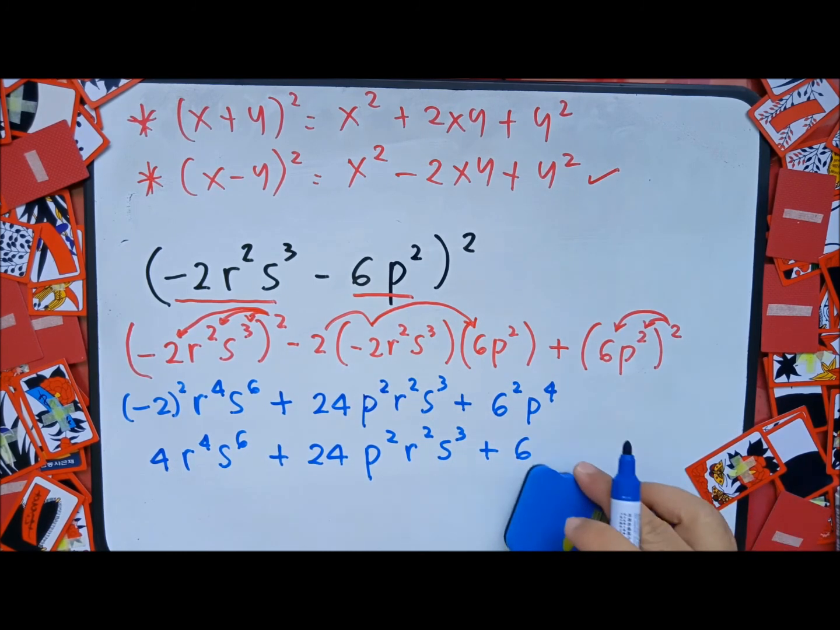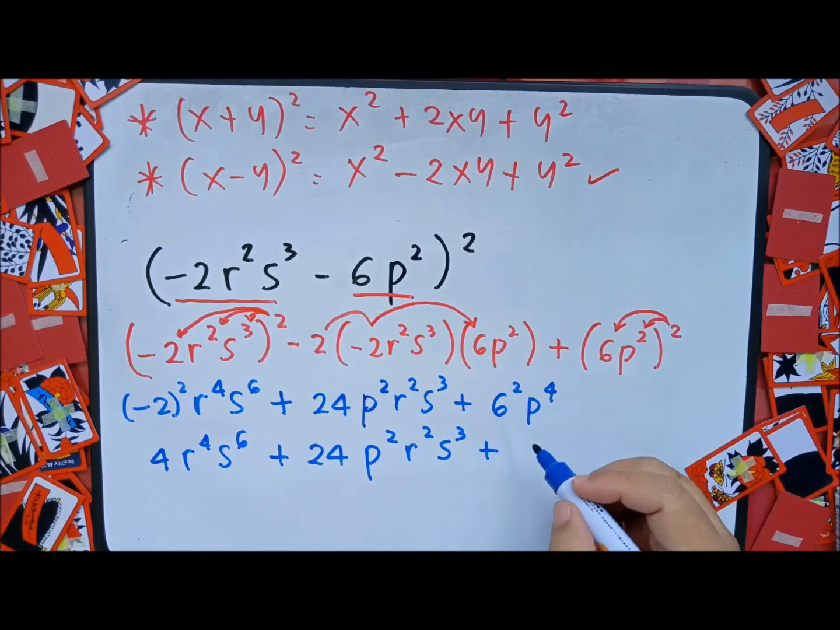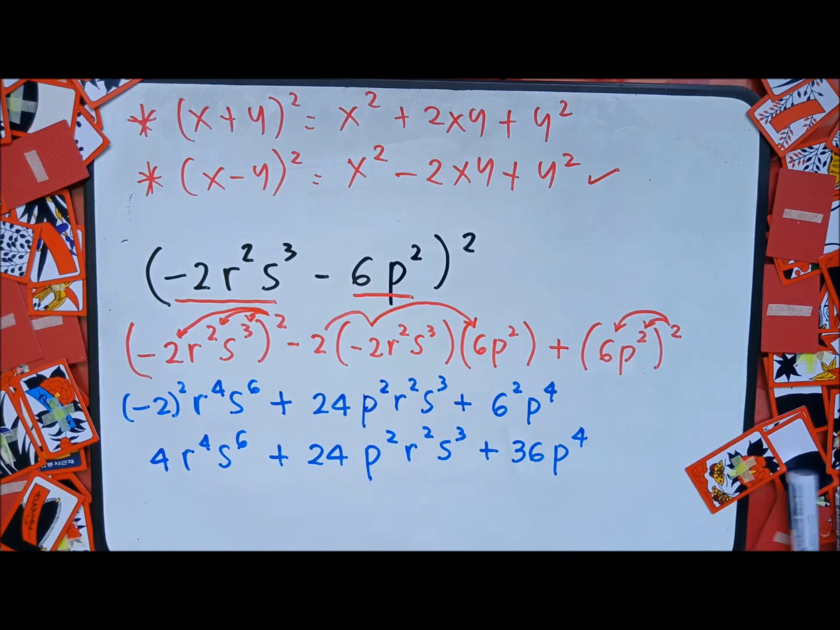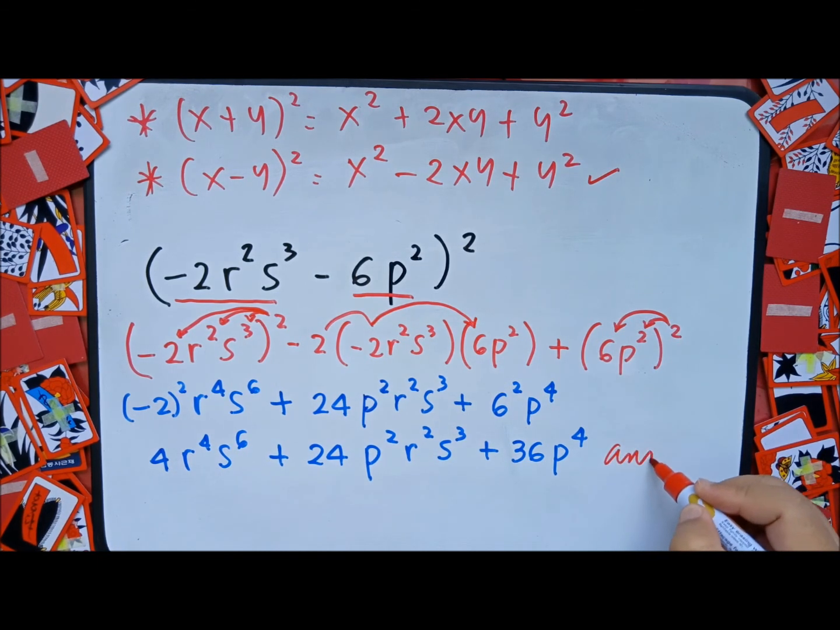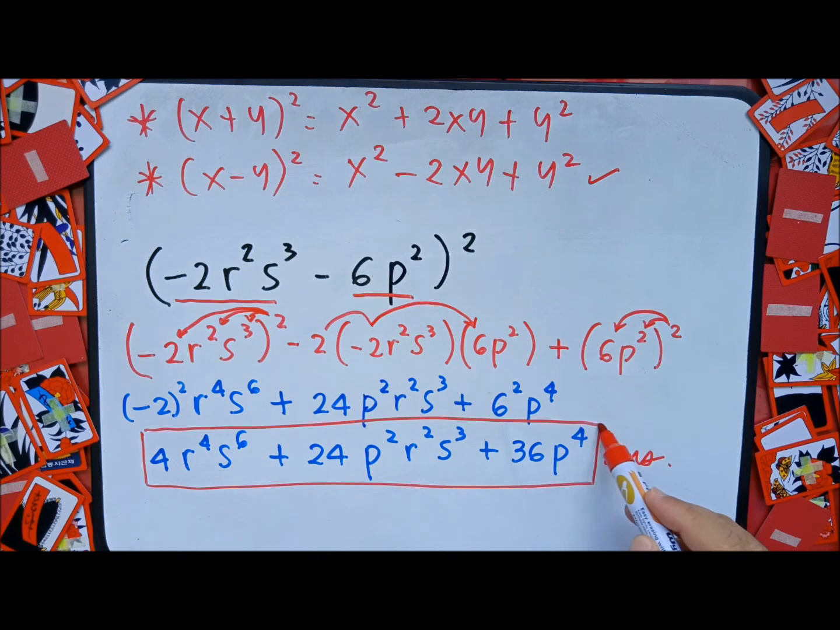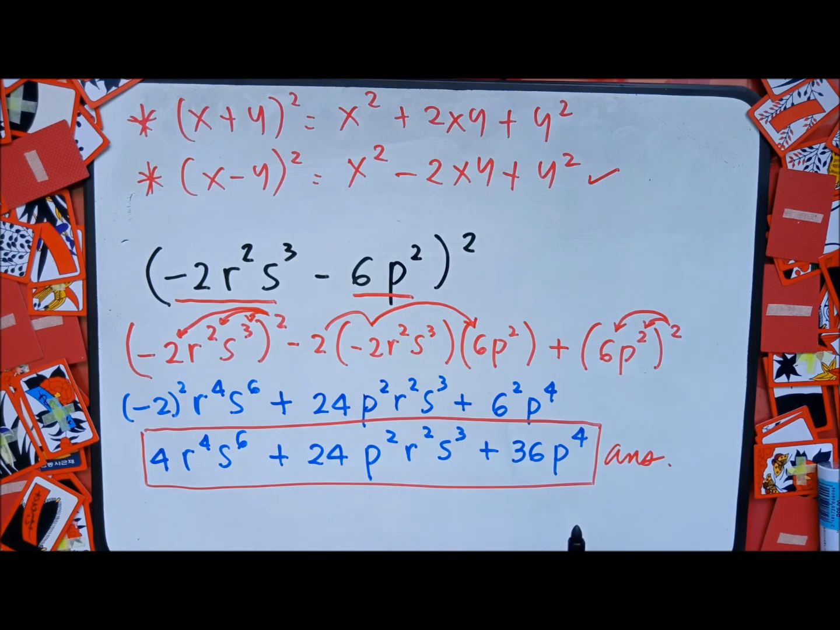No, not 6. You have to simplify. 6 squared is equal to 6 times 6, 36. P to the 4th. So, what is your answer? This is your final answer. Nothing to simplify. Okay? Question. Okay, so this is it. Thank you.